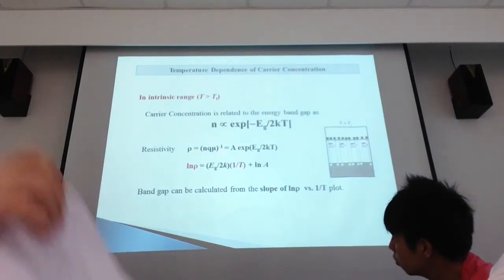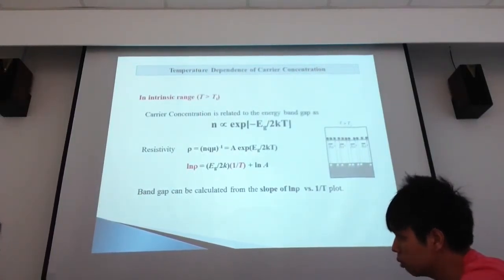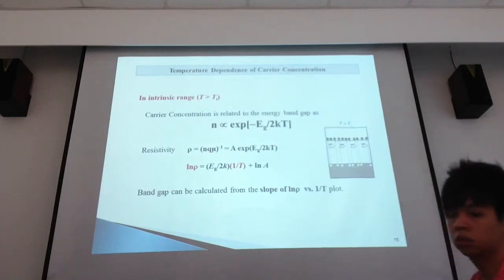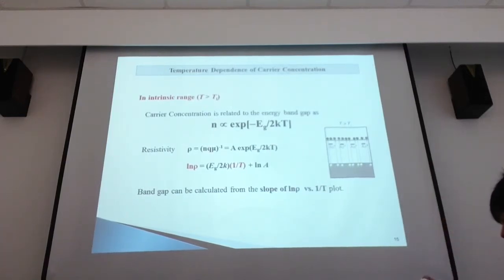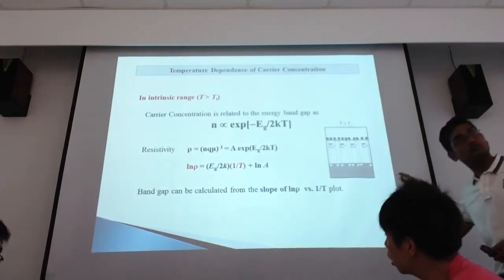So resistivity is equal to 1 by n q mu, and is equal to A into exponential of this. Ln rho is equal to this. So you just plot a curve of ln rho versus 1 by T. In your experiment, you have to plot a curve of ln rho versus 1 by T and find out the slope through linear fit, right?